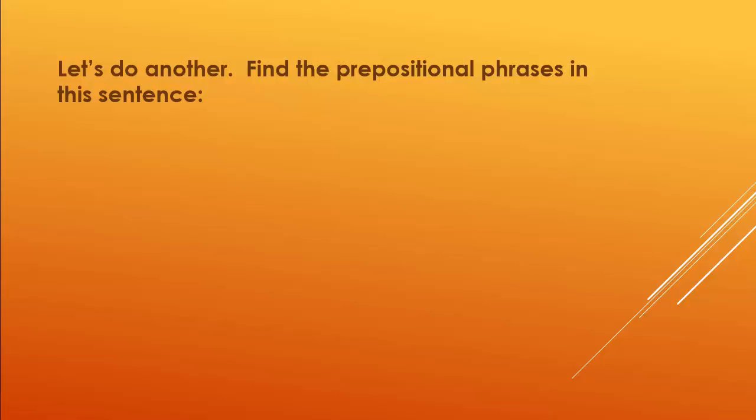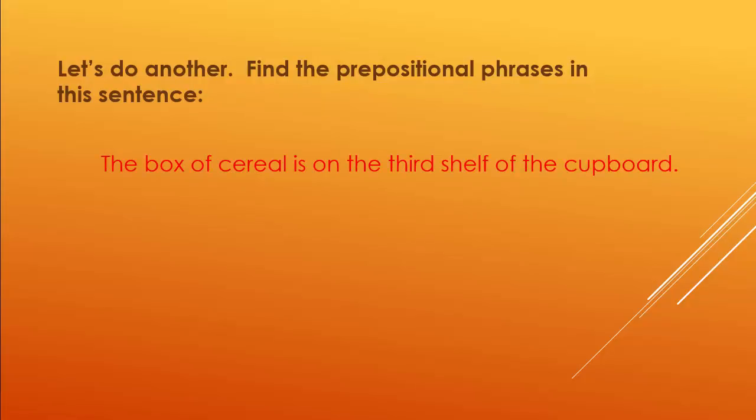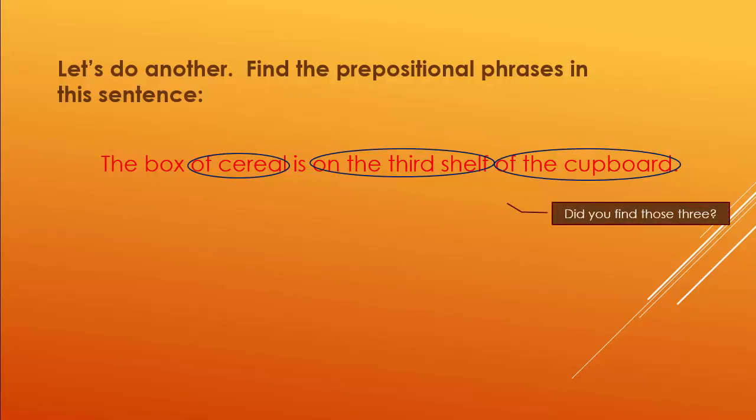Let's do another. Find the prepositional phrases in this sentence. The box of cereal is on the 3rd shelf of the cupboard. Of cereal, on the 3rd shelf, of the cupboard. Did you find those 3? Okay, now who or what did it?